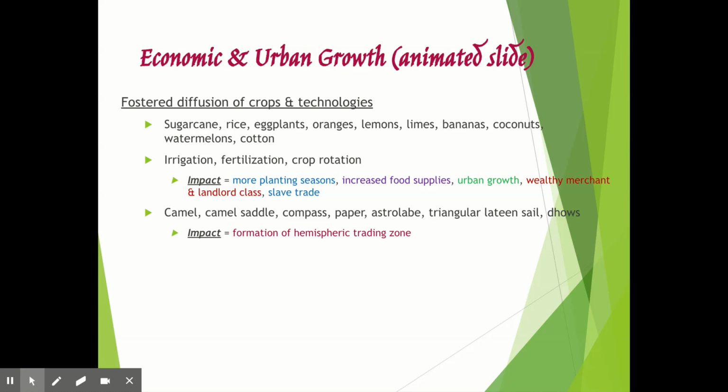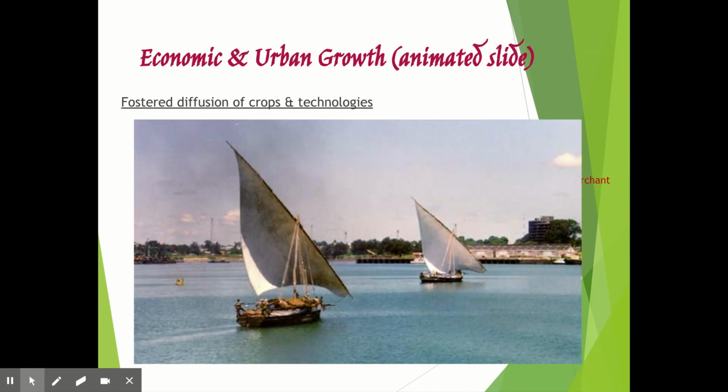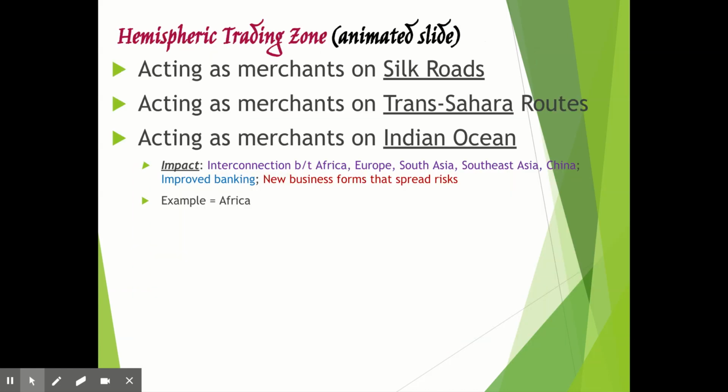We're also going to see new inventions make their way from east to west, like the camel saddle, the compass, paper, the astrolabe, and the triangular lateen sails, which we're going to see on ships that are used pretty much throughout the Indian Ocean, the dhow, which looks like this. All right. So these are vessels. This triangular sail allows the sailor to catch the wind in crosswinds. So in other words, they can sail in either direction.